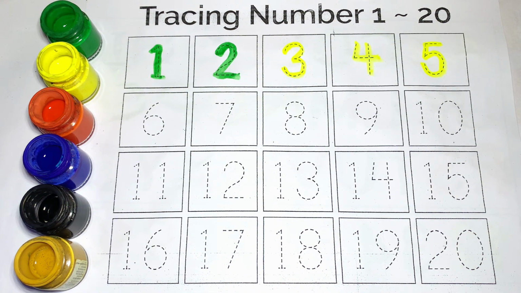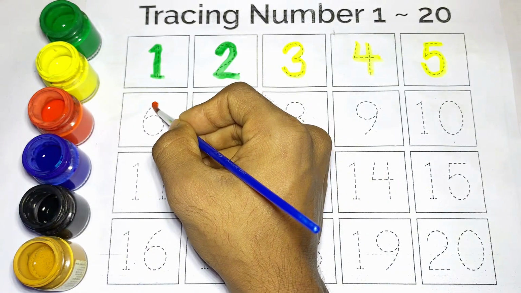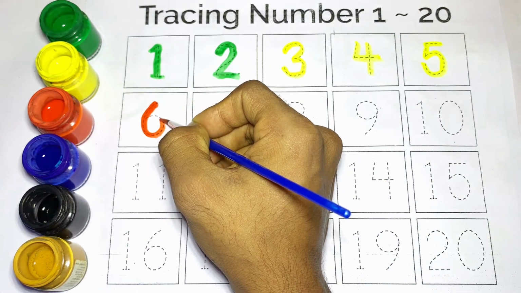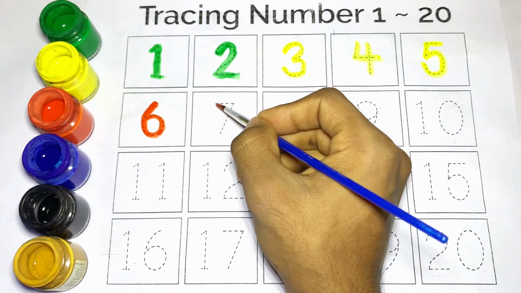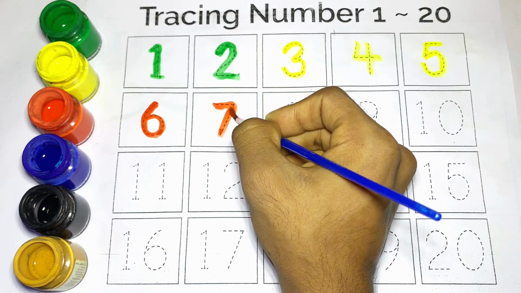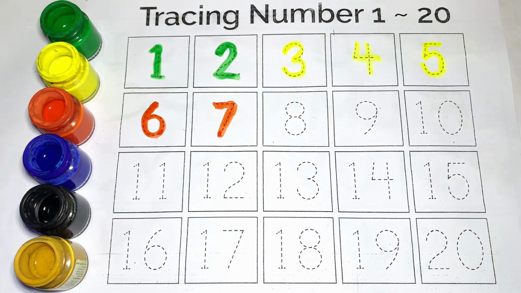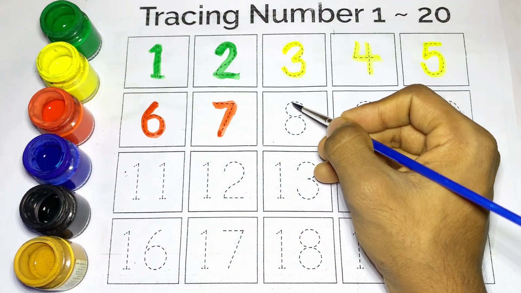It's neither six. The numbers of six, and use red color. Kids, again use red color and draw seven. The numbers of seven. It's neither eight. The numbers of eight, and use blue color.